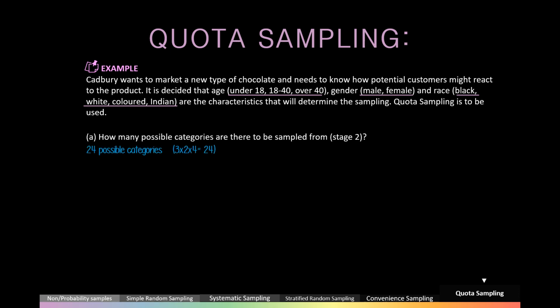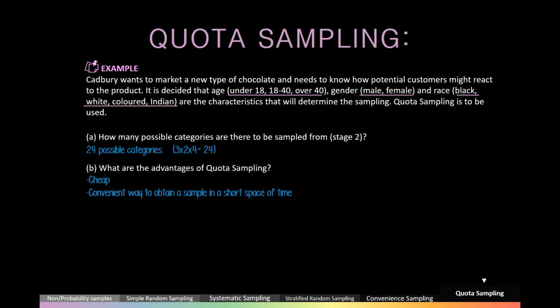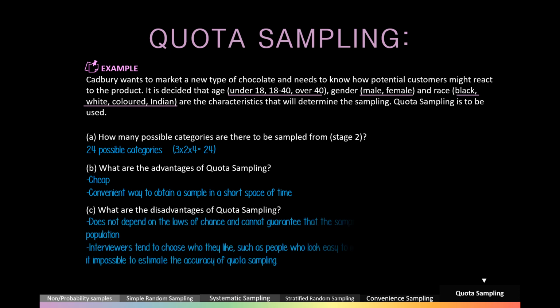The next question is, what are the advantages of quota sampling? So quota sampling is relatively cheap and it is a really convenient way to obtain a sample in a short space of time. The disadvantages of quota sampling is that it does not depend on the laws of chance. So we cannot guarantee that the sample that is being drawn is representative of the population.